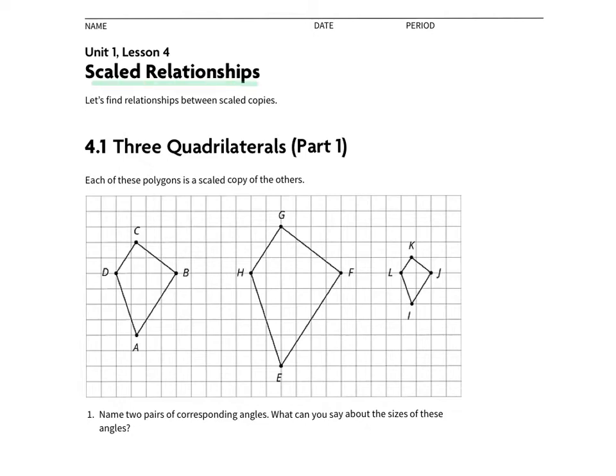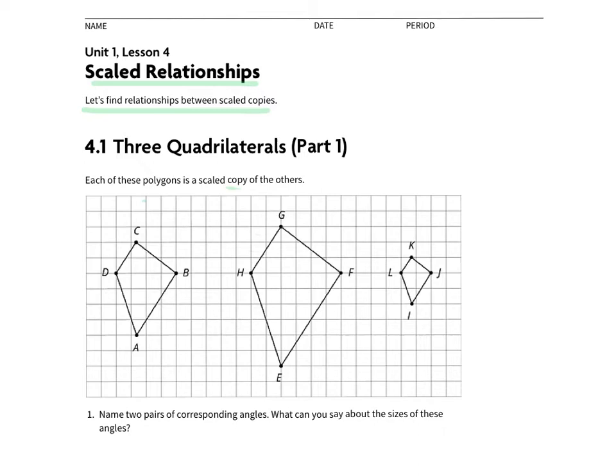So we've been talking about these scale figures, and we're going to find out about the relationship between scaled copies today, all right? So what it says here is each of these polygons is a scaled copy of the others. So we know that we multiply by something to go from one to the other. And we can go back and forth using a reciprocal factor, right? If we flip the fraction over, we can go back and forth between those. Let me erase those lines.